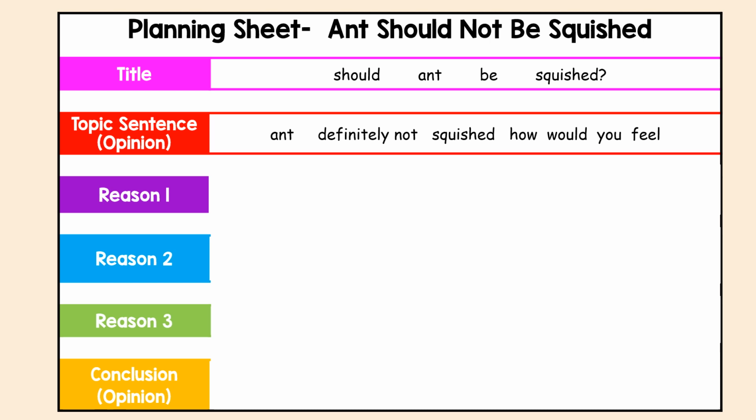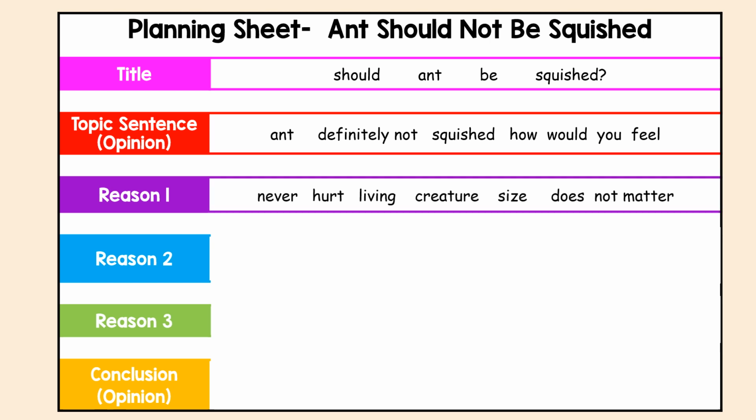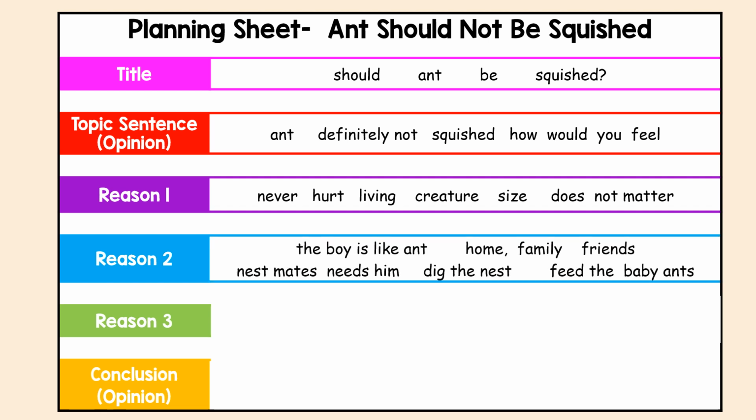For my first reason, I'm going to use the point that the ant is a living creature. Size, it shouldn't matter what size you are, and you should never hurt a living creature. My second one, I'm going to think, well, as the ant said, he really is like the boy. He has a family, friends, and a home. His nest mates need him to dig the nest and to feed the baby ants.